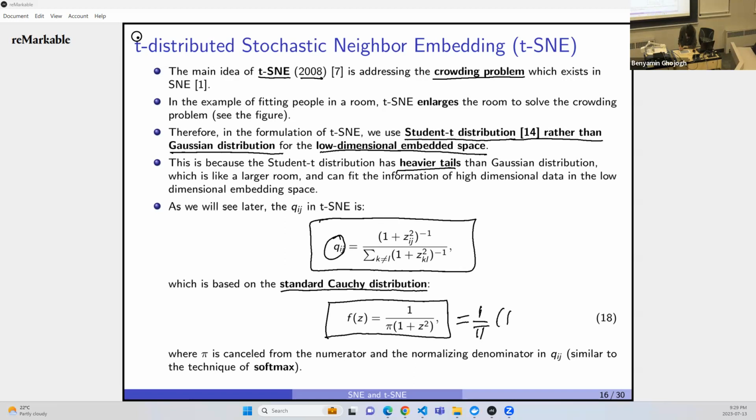1 over p, 1 plus z squared to the minus 1 over p is the normalization factor. Drop it as we did before. You have this, but it doesn't sum to 1. So you have to use the softmax technique again, right? So you have this, and you use the softmax technique. And what is Zij? The Euclidean distance between Yi and Yj.